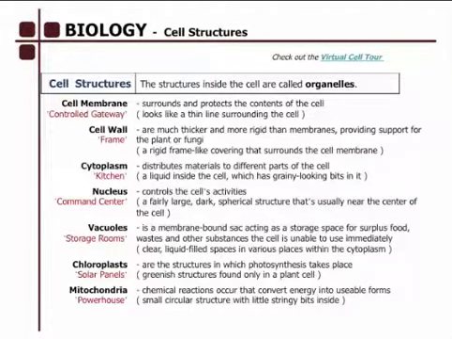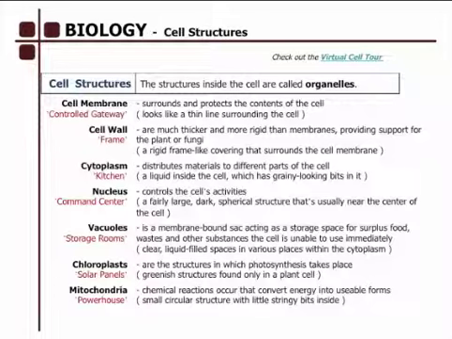So cell structures. A structure inside a cell is called an organelle. One, we have the cell membrane. This is a controlled gateway, and it surrounds and protects the contents inside the cell. It looks like a thin line that surrounds the cell.